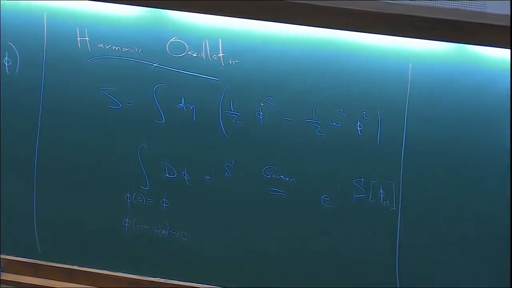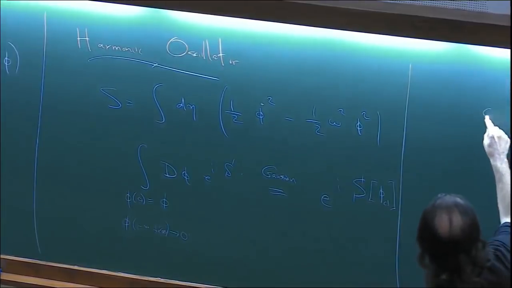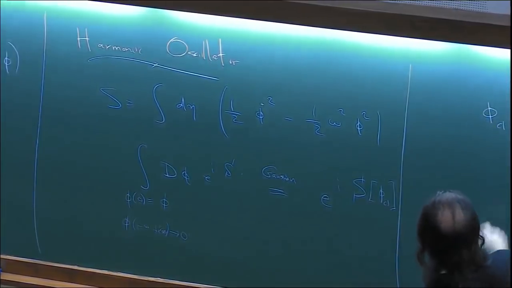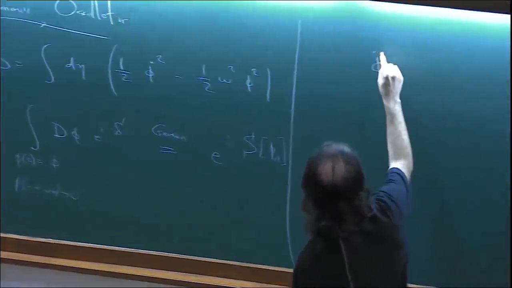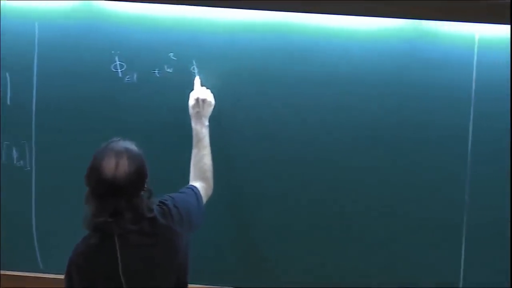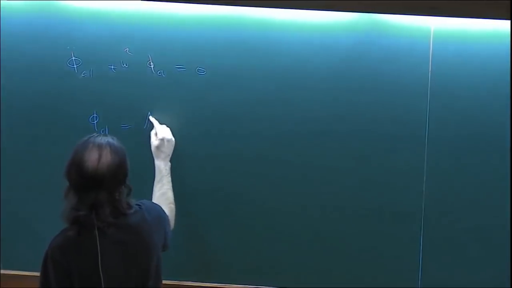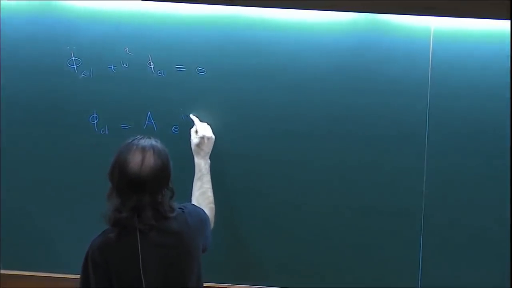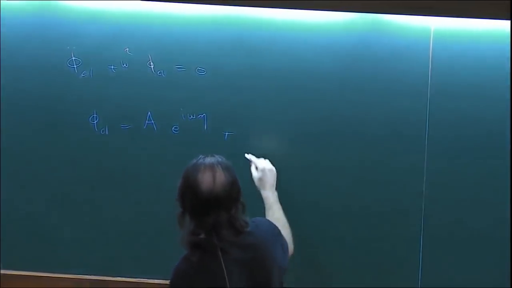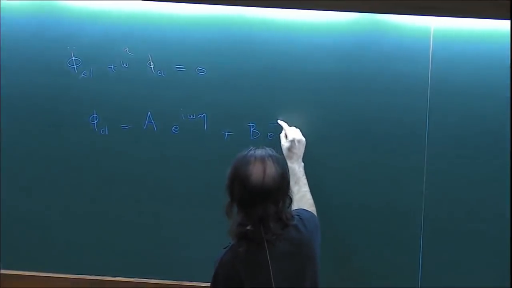So what is the most general classical solution that I could have to the equations of motion? My equations of motion are phi classical double dot plus omega squared phi classical equals 0. My most general solution is phi classical is a e to the i omega eta plus b e to the minus i omega eta.